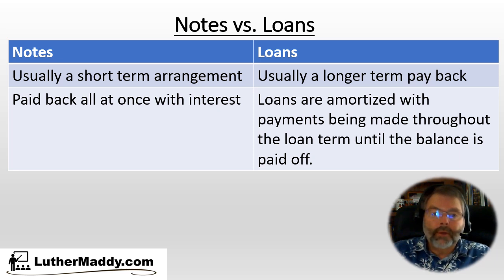Now, a loan, on the other hand, is typically a longer term. You might have, for instance, a 3-year loan on your car or a 30-year mortgage on your house. And it's made up of monthly payments or periodic payments, typically monthly. And with each payment, you're paying a certain amount in interest and a certain amount of that payment is paying off the principal. So after the term of the loan, the balance and all the interest is paid off. So again, notes, one payment, loan, multiple payments during the length of the loan.